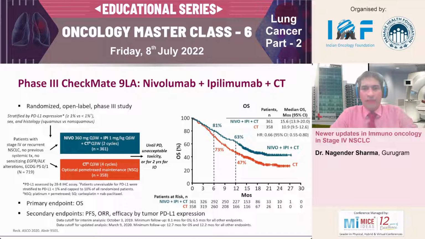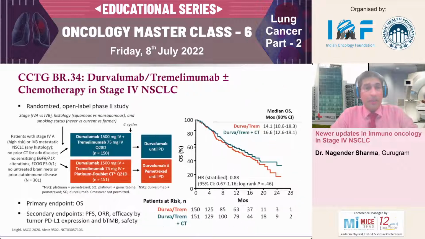As you can see, in the overall survival, nivolumab plus ipilimumab plus chemotherapy has shown an overall survival of 15.6 months. This is the median overall survival, and hazard ratio 0.66, favoring the nivolumab, ipilimumab, and chemotherapy arm. As you can see, the Kaplan-Meier curves are wide apart, and the overall survival benefit was there at 6 months, 12 months, and beyond. And there is a plateau, and it is like responses are much more durable.